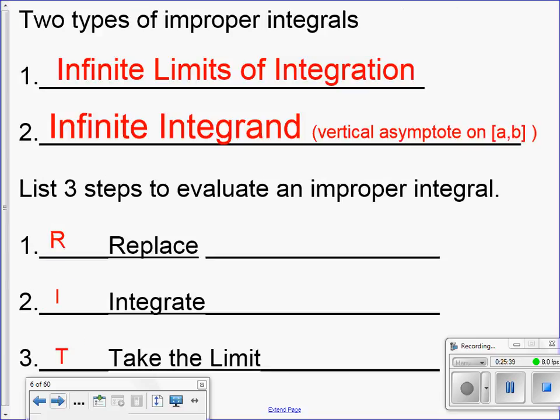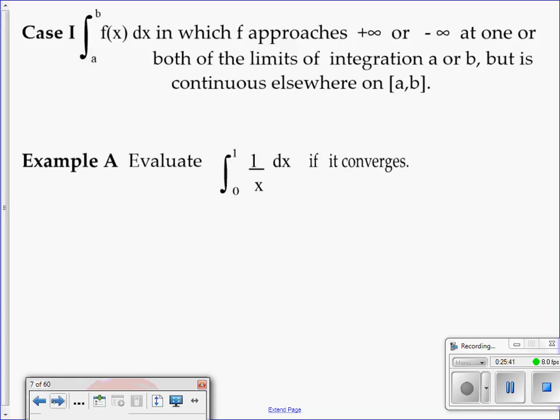Case number 1: you got a vertical asymptote at one of the endpoints, or one or both of the limits of integration. I didn't do the case where it was in between. We'll do that too. No, I think we did do it. Never mind. Okay, here it goes.